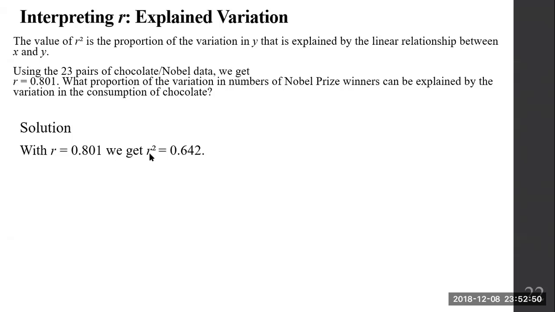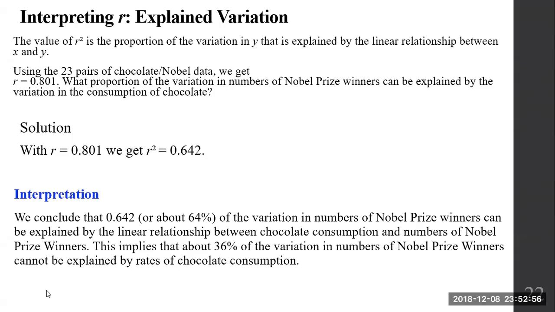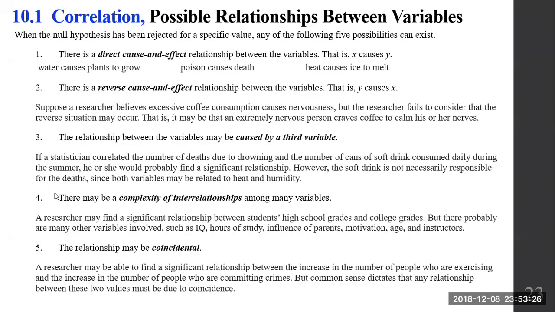So in this example, the solution would be, when r is equal to 0.801, we have to find r squared, which would be 0.642. So we conclude that 64% of the variation in the number of Nobel Prize winners can be explained by the linear relationship between chocolate consumption and the number of Nobel Prize winners. This implies that about 36% of the variation in the number of Nobel Prize winners cannot be explained by the rates of chocolate consumption.